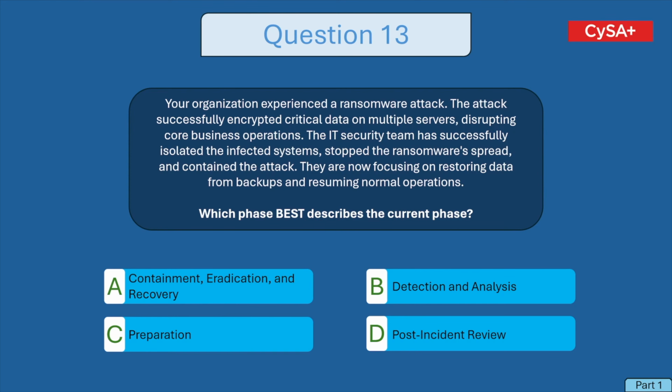Question 13. Your organization experienced a ransomware attack. The attack successfully encrypted critical data on multiple servers, disrupting core business operations. The IT security team has successfully isolated the infected systems, stopped the ransomware spread, and contained the attack. They are now focusing on restoring data from backups and resuming normal business operations. Which phase best describes the current phase?